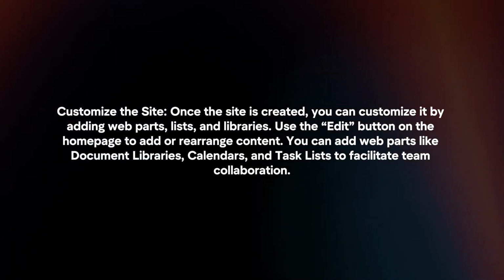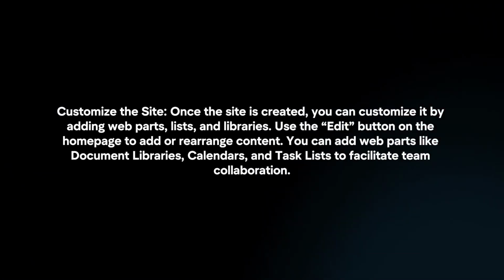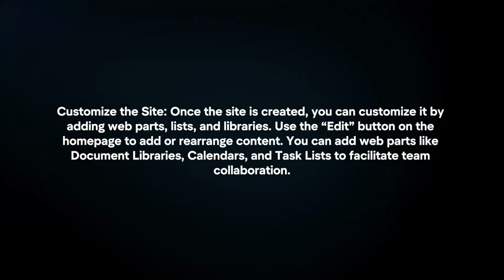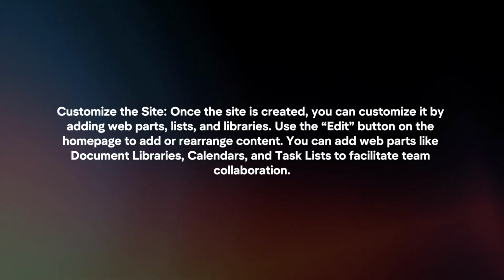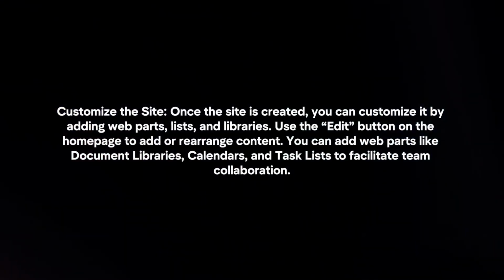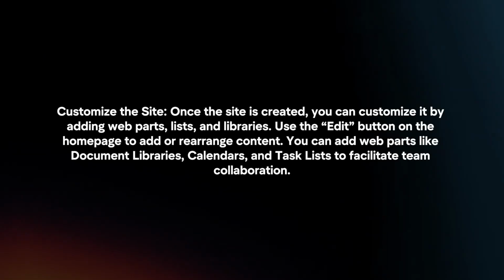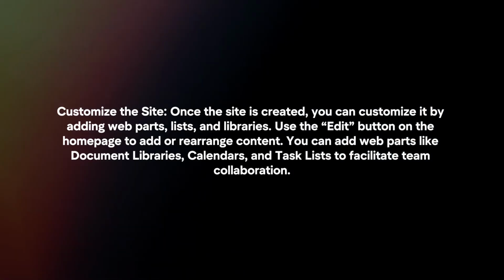Customize the site. Once the site is created, you can customize it by adding web parts, lists, and libraries. Use the Edit button on the homepage to add or rearrange content. You can add web parts like document libraries, calendars, and task lists to facilitate team collaboration.